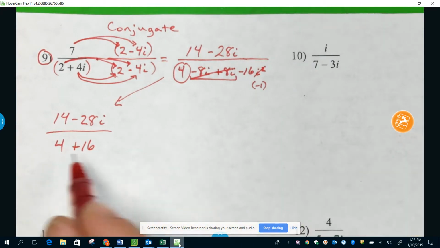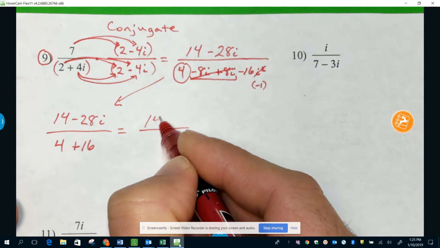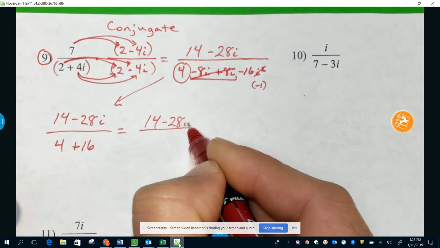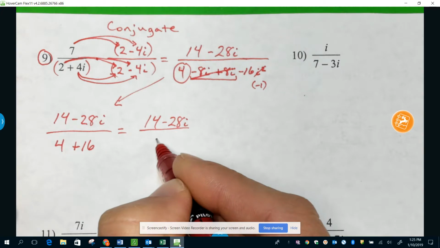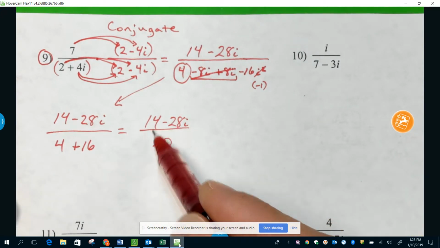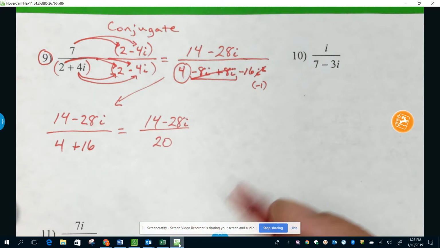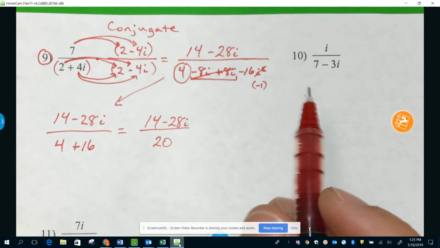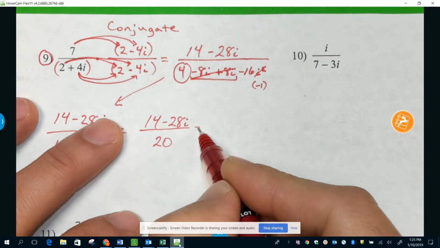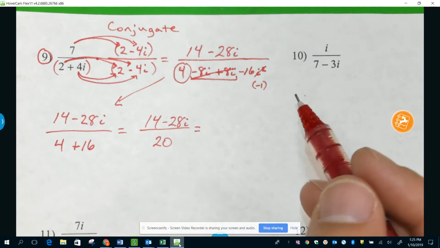So now my i's have completely gone away from my denominator. So I've got a 14 minus 28i in the numerator. 4 plus 16 is a 20. Now, I look to see if all 3 of these numbers can reduce. Since they can all reduce, then I'll reduce all of them. If they don't all 3 reduce with each other, then you leave it alone. But here they all 3 reduce. Looks like 2 goes into all of them.